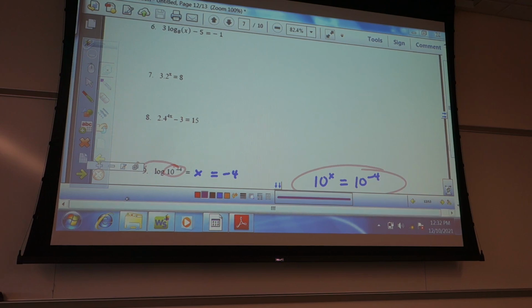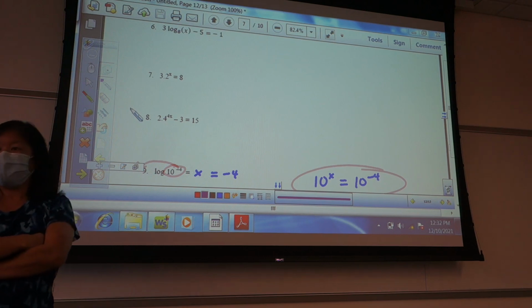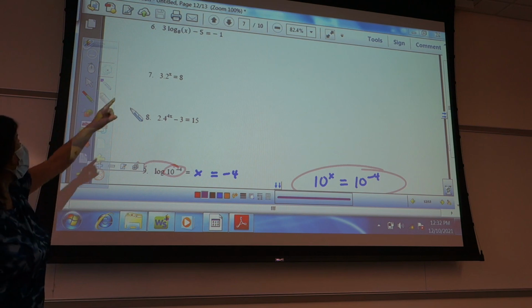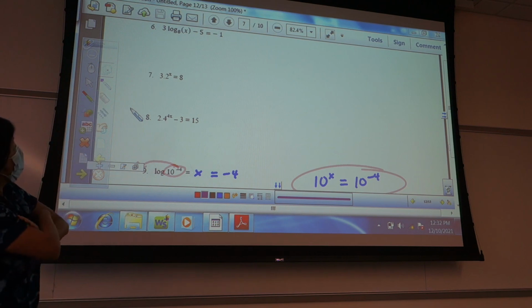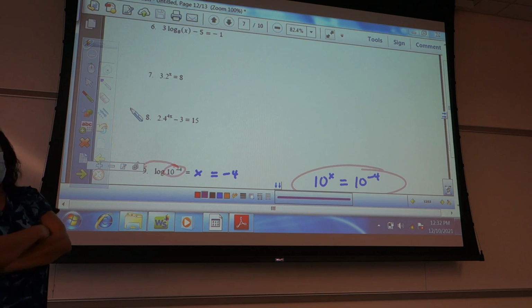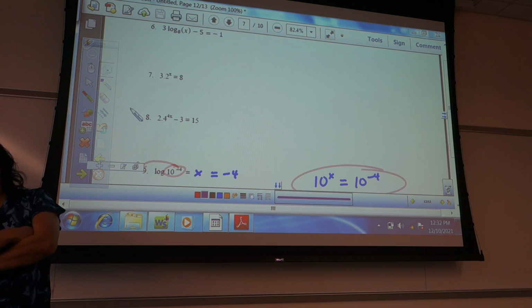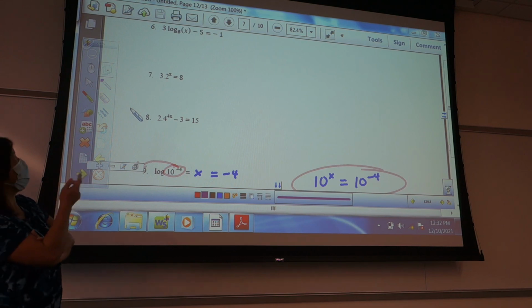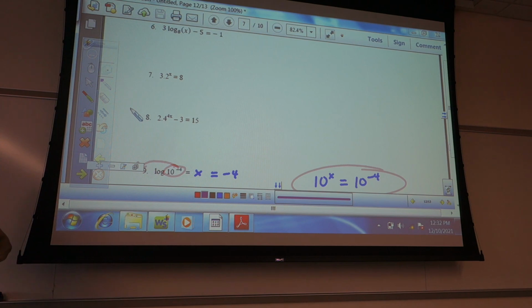All right, so this is testing all your properties of logs. All right, so I think let's do 6, 7, and 8. So 6, first you gotta get the log by itself. So see how it's -5, and it's multiplied by 3. Everyone see that on the first one? You gotta get rid of those. What do I get rid of first? The subtraction or the multiplication? Subtracting 5 or multiply by 3? Subtraction. So you have to add 5 to both sides. And then divide by 3.